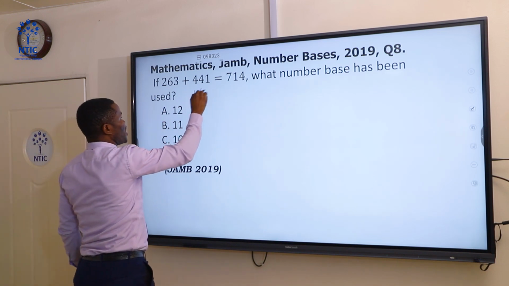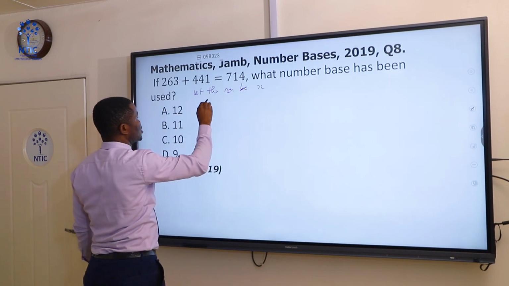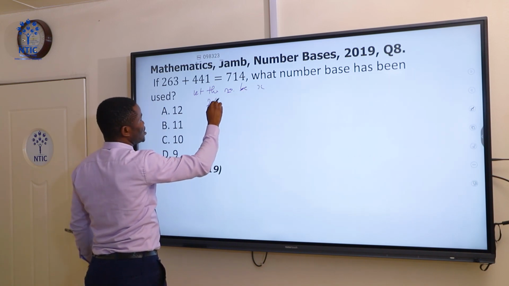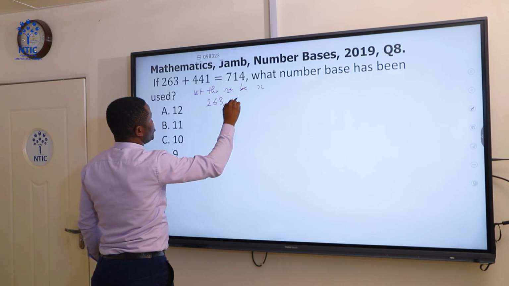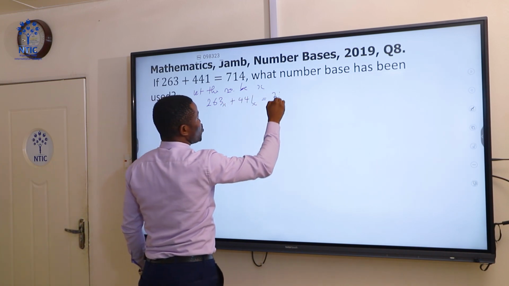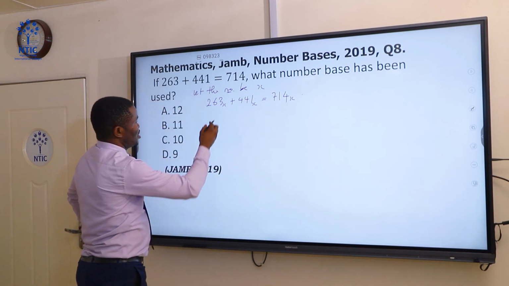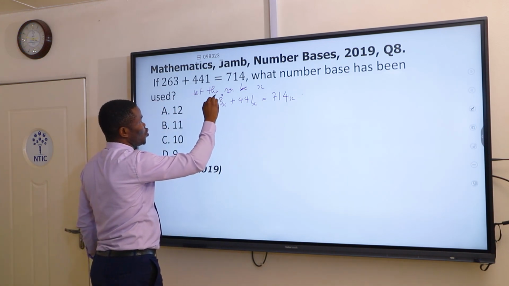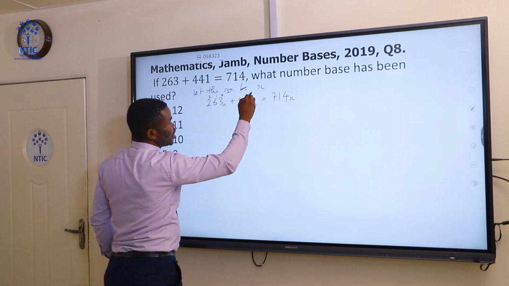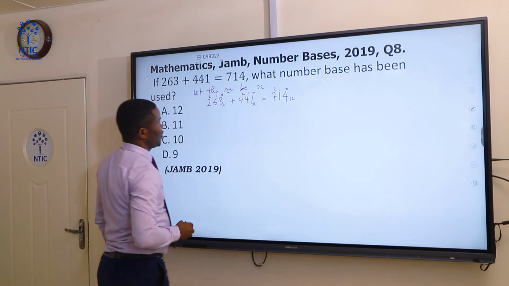So let the number be x. So this is 2263 base x plus 441 base x equal to 714 base x. So I'm going to expand this. So I'm going to have positions 0, 1, 2, 0, 1, 2, 0, 1, 2.